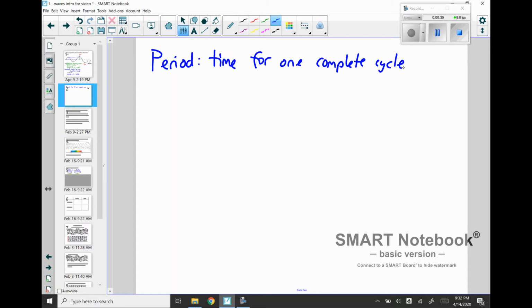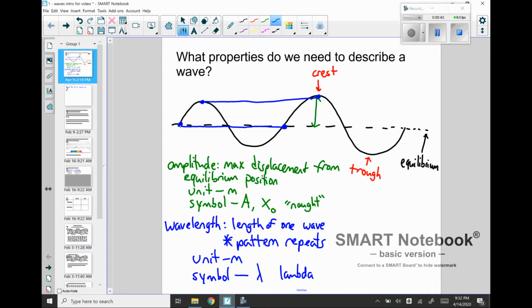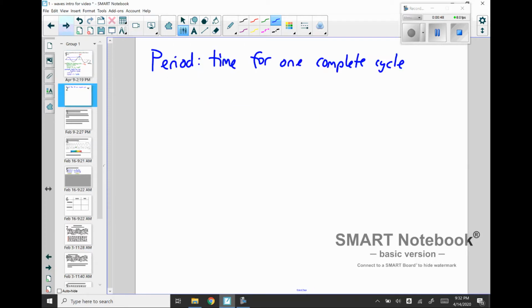So that could be from a crest to the next crest, or from a trough to the next trough, or like my first wavelength here, from one equilibrium point to the next one that's at the same point in that cycle. So because this is a time, it is measured in seconds. For a symbol, it gets the uppercase T because we're talking about a specific time. When we've used a lowercase t before, it's usually been generic, how much time has elapsed. And we'll still talk about that with waves.